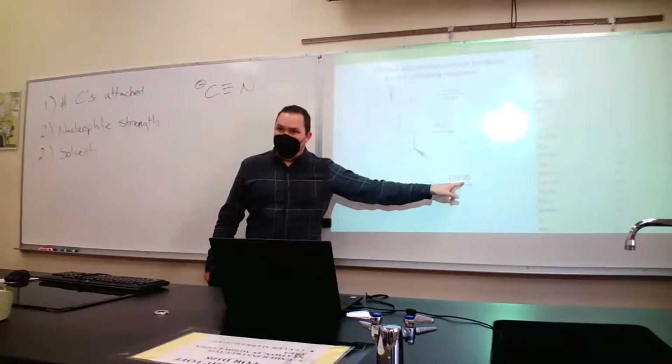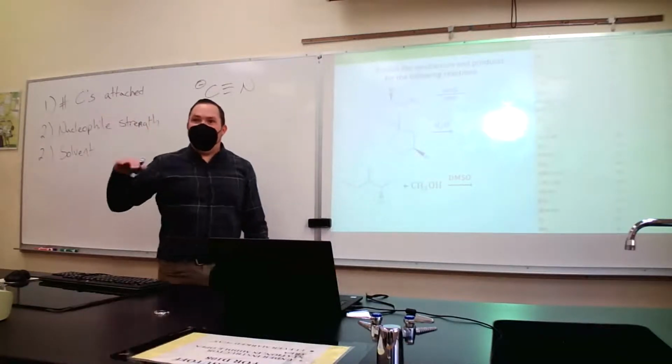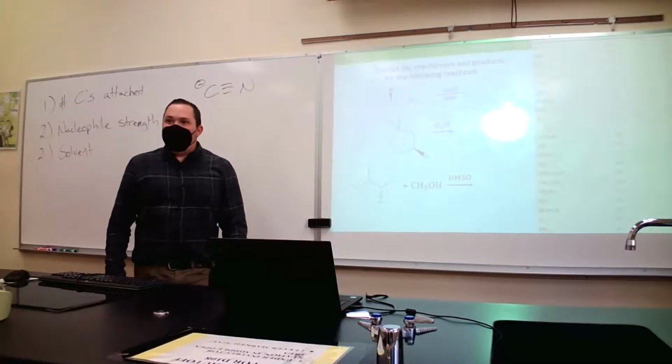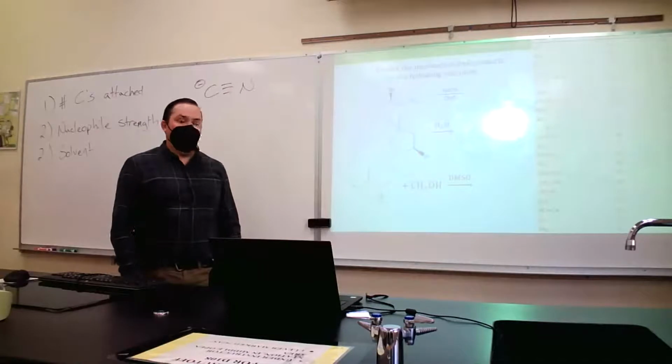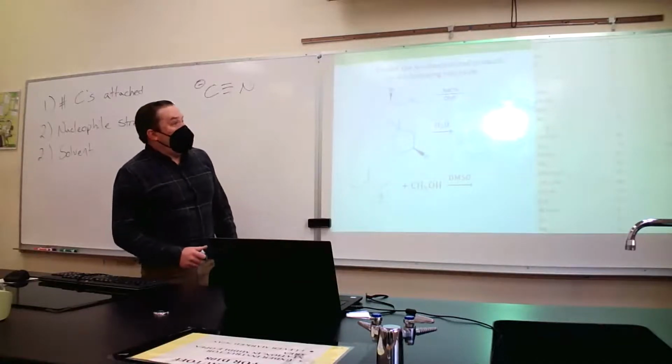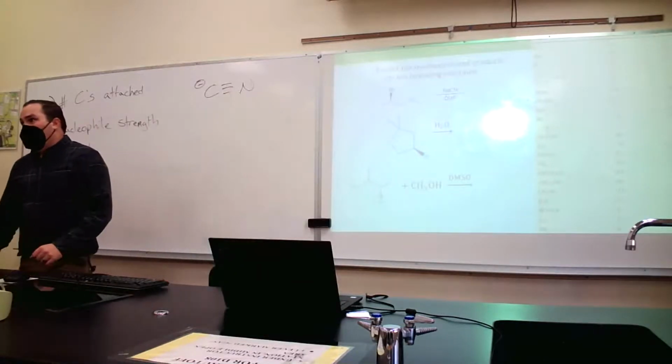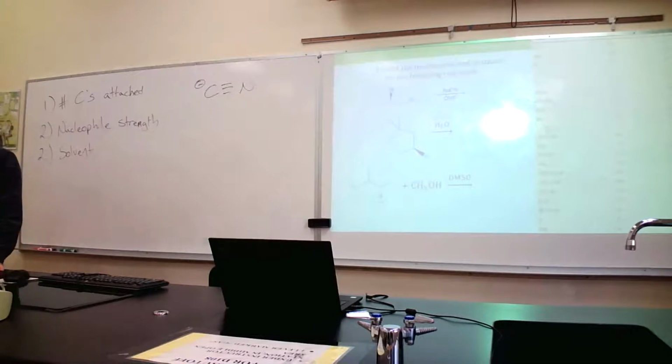But the fact that the solvent is DMF means we're not stabilizing that intermediate enough to say that it's going to go SN1 predominantly. Basically you have to have a protic solvent to go SN1, because you have to be able to stabilize that intermediate enough to make it viable.